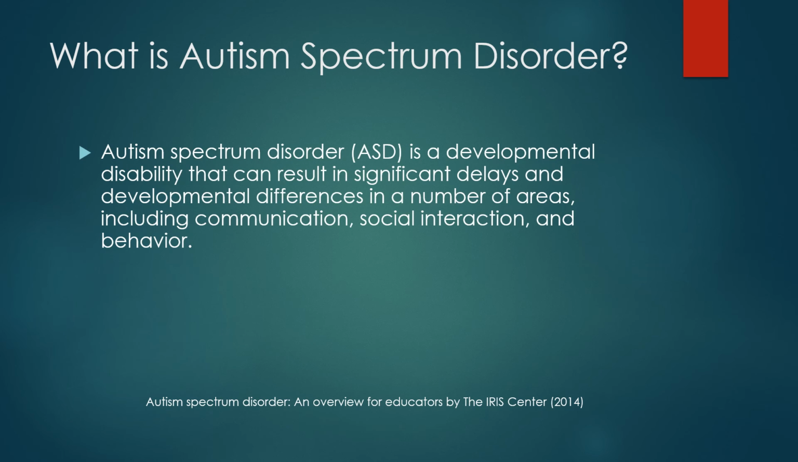What is autism spectrum disorder? Autism spectrum disorder is a developmental disability that can result in significant delays and developmental differences in a number of areas, including communication, social interaction, and behavior.